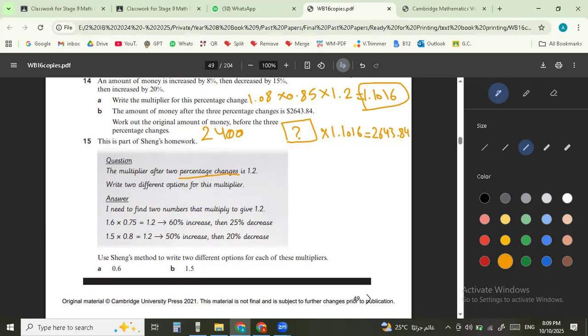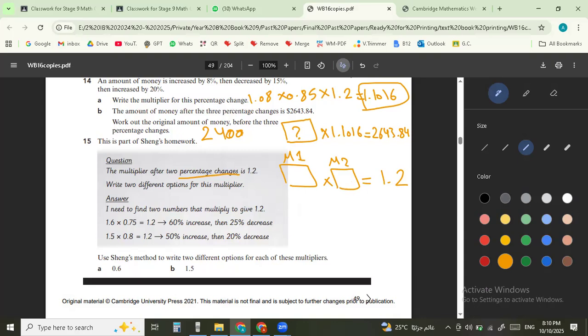Sheng answered it this way. I need to find the two numbers that multiply to give 1.2. Exactly, because we agreed there are two percentage changes. It means multiplier 1 times multiplier 2 gave us 1.2. So what are the two numbers that give you 1.2 when you multiply them by each other? The homework was requesting any two different options. So there are an unlimited number of options.